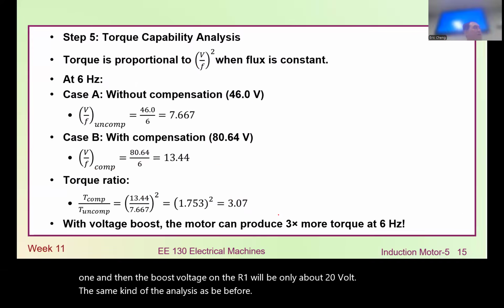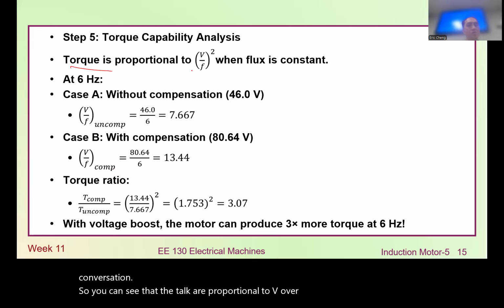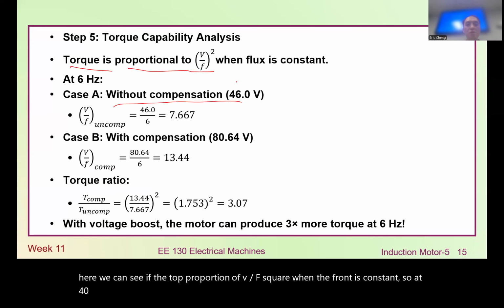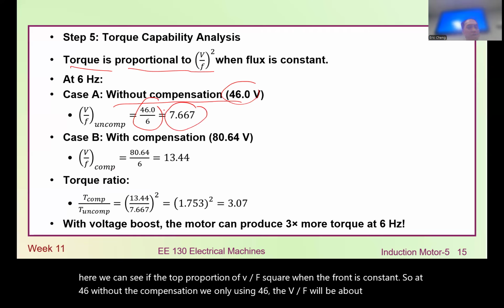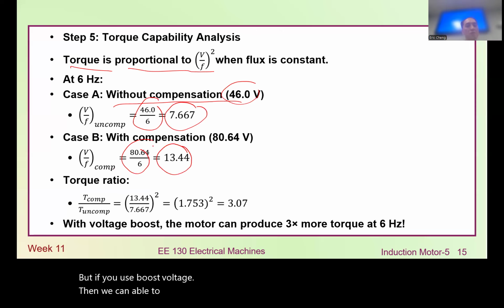Then let's see how the torque performance looks with and without the compensation. You can see that the torque is proportional to V over F squared when the flux is constant. At 46, without the compensation, the V over F ratio will be about 7.6. But if we use the boost voltage, we are able to increase it up to 13.44. So the torque ratio using the boost voltage increases about 3 times.